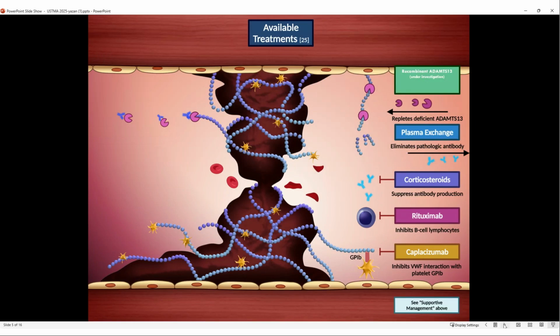the formation of antibodies, as well as adjunctive treatments that include rituximab, which inhibits B-cell lymphocytes from producing the antibody, and caplacizumab, which was approved a few years ago, that inhibits the interaction between von Willebrand factor and platelets, and thus prevents the aggregation as a result of the ultra-large multimers. And under investigation is recombinant ADAMTS13, which is another novel therapeutic.